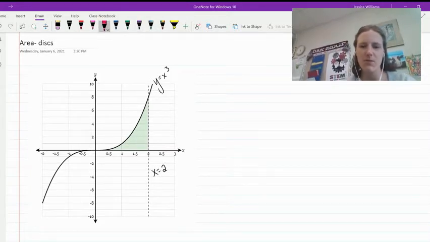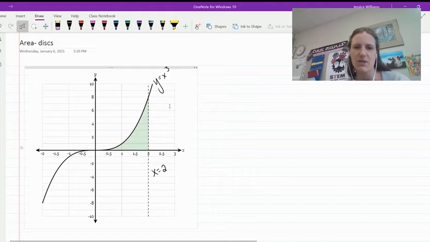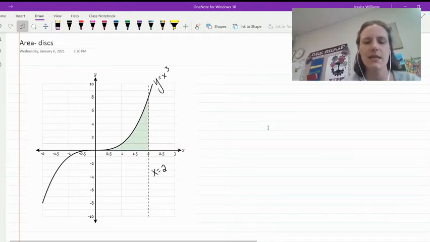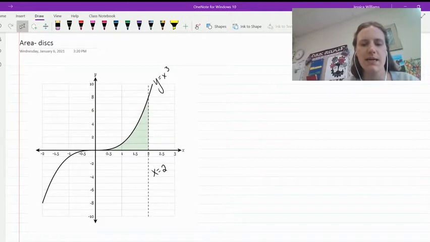They will give you a region, like all of this information was given in the question. They told us that we have this curve, y equals x cubed. They told us that the boundary stops at this line, x equals 2. So we're just looking at this green shaded region. The other thing they will tell us is that we're going to rotate around the x-axis for this question.